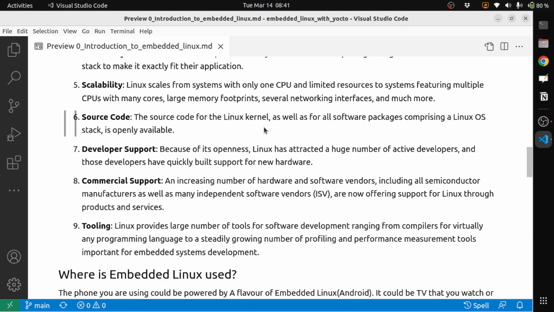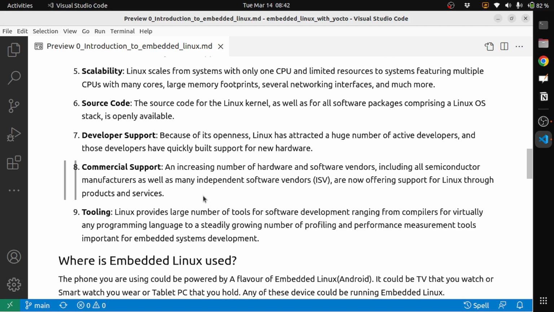Source code: as you know, the source code for the Linux kernel as well as all software packages comprising a Linux OS stack is openly available. That's called open source. Developer support: because of its openness, Linux has attracted a huge number of active developers, and those developers have quickly built support for new hardware. Normally when there is new hardware, developers quickly adapt the Linux core and port Linux for that particular hardware.